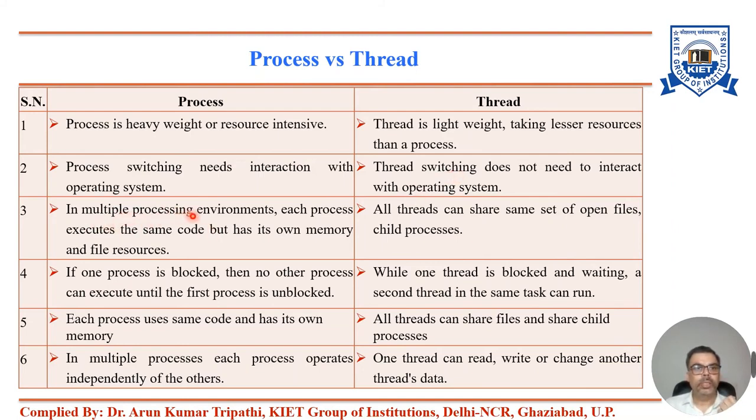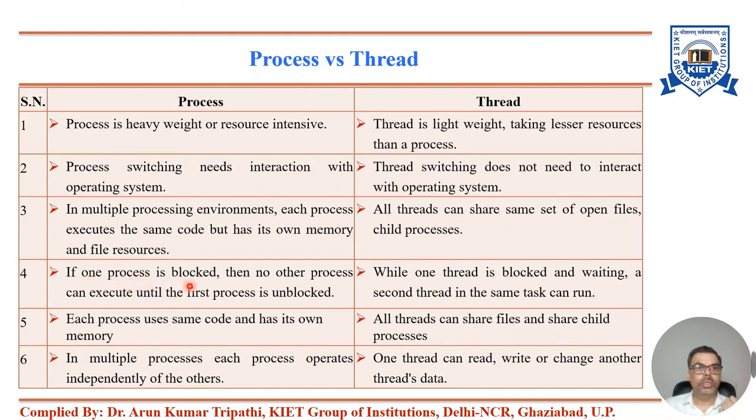In a multiple processing environment, each process executes the same code, but has its own memory and resource files. While a thread shares some of the parts and the rest of the parts are independent. Means the thread shares the list of open files, code, etc.